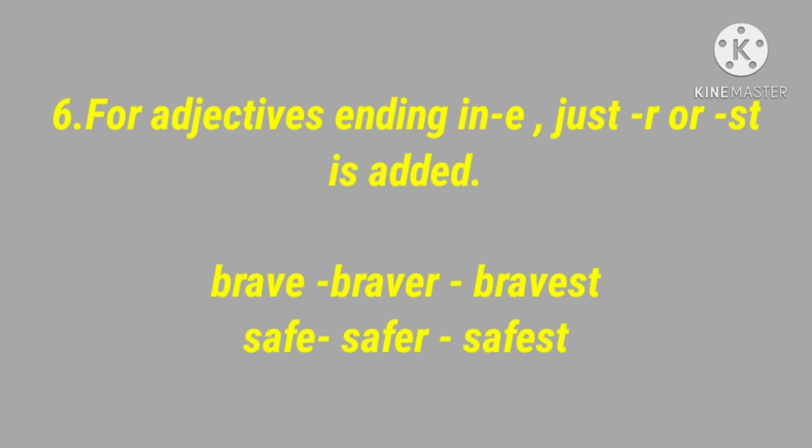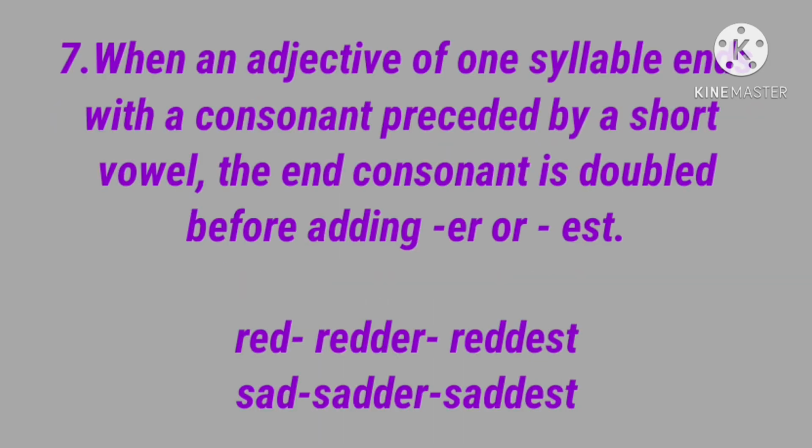Seventh one, when a one-syllable adjective ends with a consonant preceded by a short vowel, we double the consonant and add er or est. Look at this example, red. The last letter is D, that is a consonant. Before that, E is a short vowel. So we double that letter D and add ER. Red, redder, reddest. Sad, sadder, saddest.